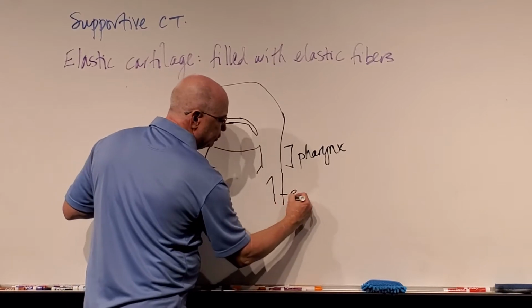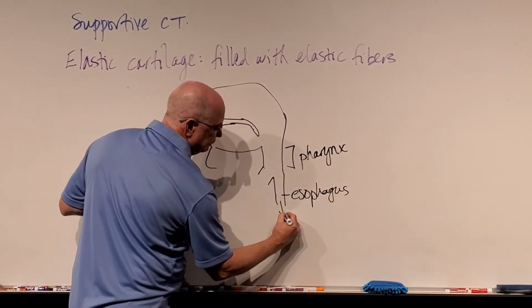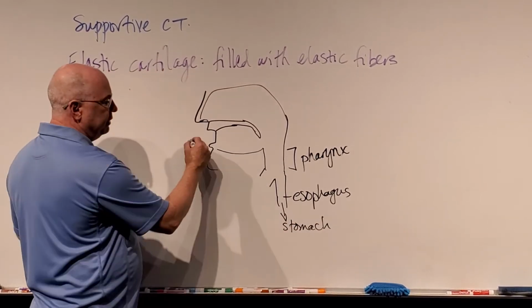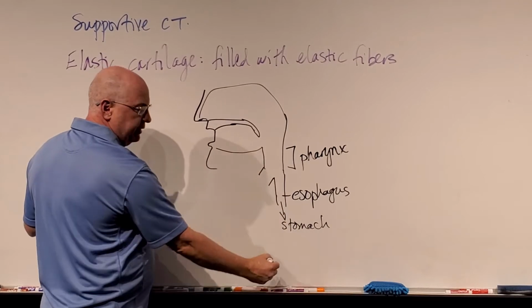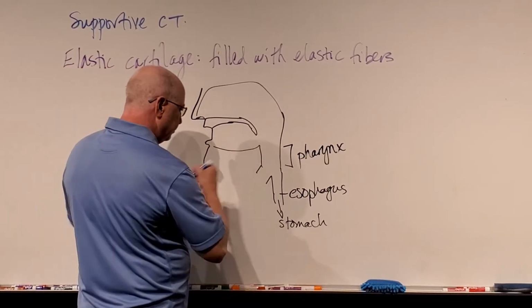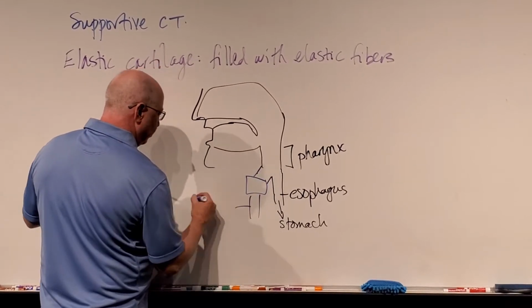One of these tubes is called the esophagus, and the esophagus eventually leads to your stomach. So when you have food or drink come in through the mouth, they're going to go all the way down into your stomach. The other one is going to be your voice box, and there's going to be what we call the trachea.